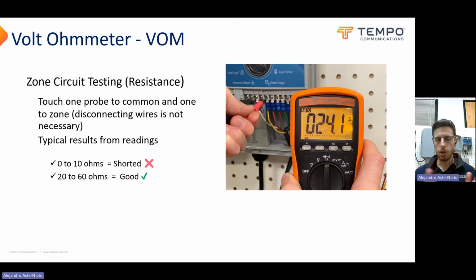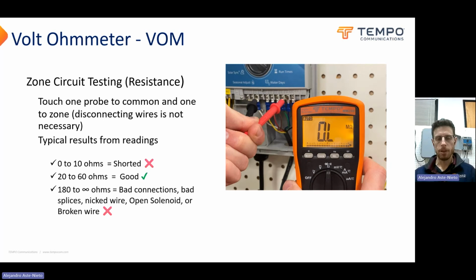20 to 60 is kind of a catch-all because some manufacturers you might see 20 consistently, some you might see 60 consistently. I think like Orbit is 60. But you know, there's going to be some exceptions. Some are less than 20, some are more than 60. But for the most part, 20 to 60 catches a lot of solenoids when they're good.